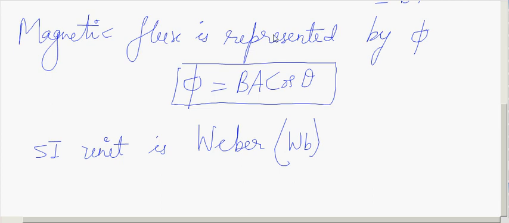Now we can consider different cases, like if the field lines are parallel to the surface, what will be the flux, and when do we get maximum flux, when do we get minimum flux. So we'll take different cases. First one, if the magnetic field over the entire surface is uniform. We have already discussed that case, but I'll tell you again.